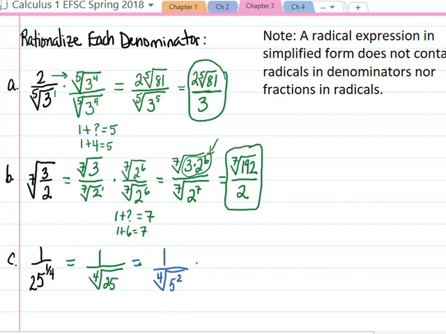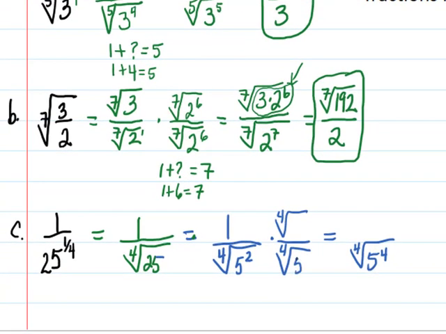our numbers smaller. So now what I want is to multiply by the 4th root of something over the 4th root of something. But how do I decide what? Well, I want to end up with the 4th root of 5 to the 4th. Over here, we're going to multiply by 5 to some power such that 5 squared times 5 to that power equals 5 to the 4th.